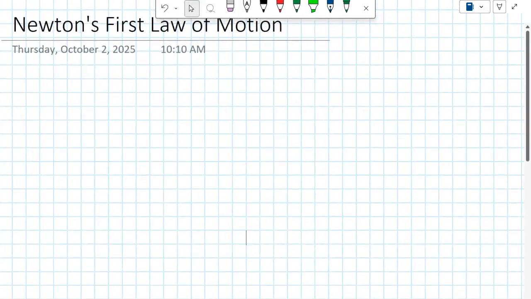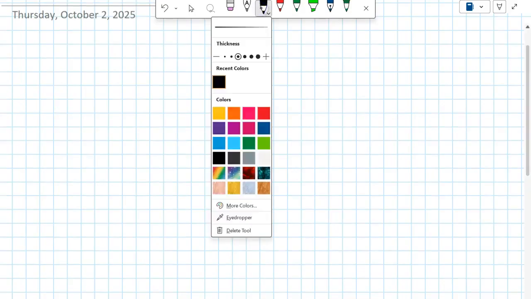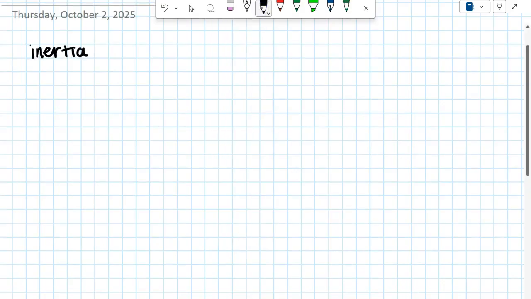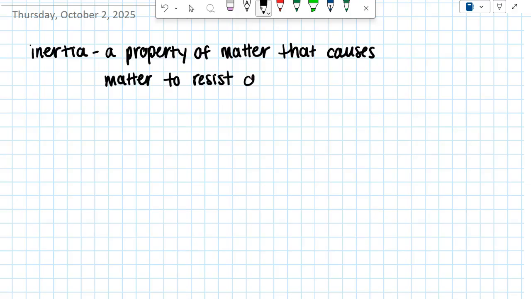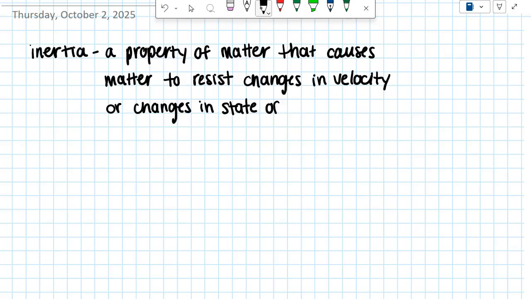Okay, so Newton's first law of motion, we are remembering what inertia is. So inertia is a property of matter that causes matter to resist changes in velocity, or we can consider that changes in state of motion.